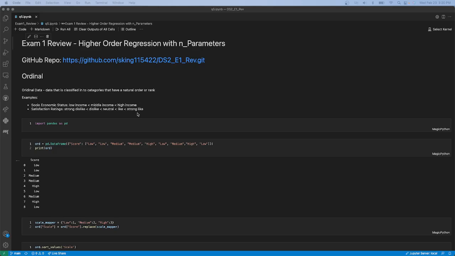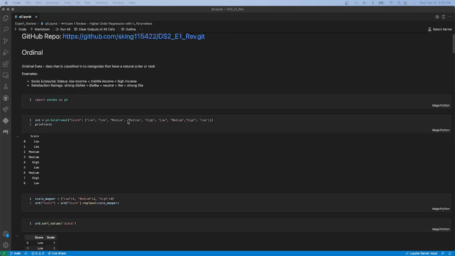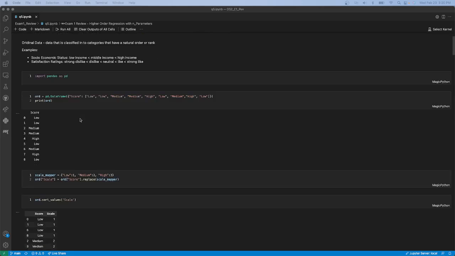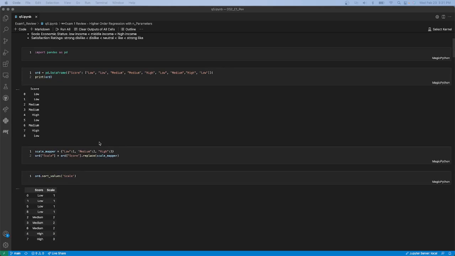But it's something you want to be aware of when you're thinking about how to input your data. So what does that really mean for us in practice? Well, say we had this data frame. We have low, low, medium, medium, high, low, and so on. If we print it out, it looks like this. That's ordinal data.